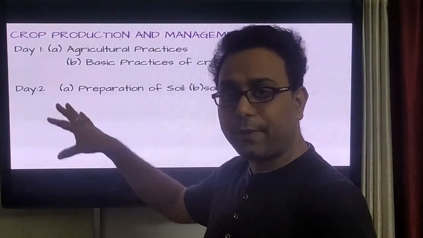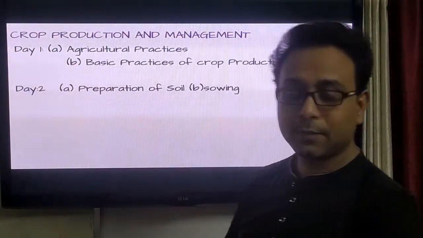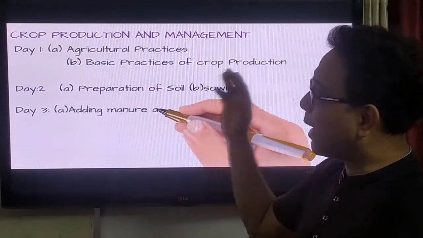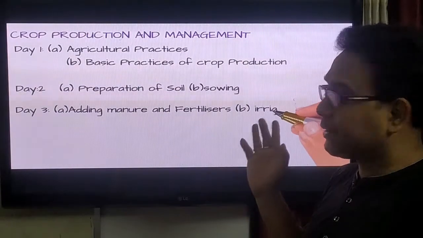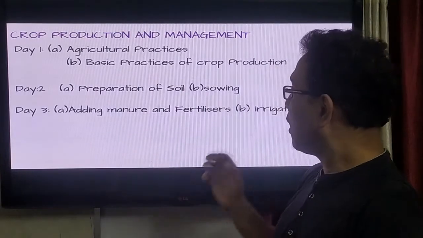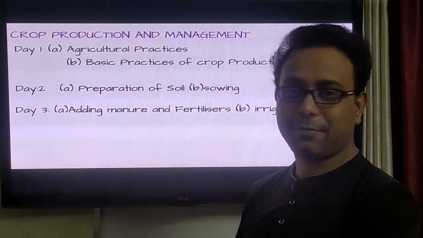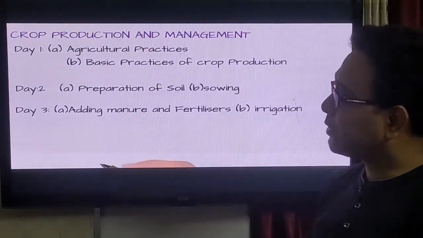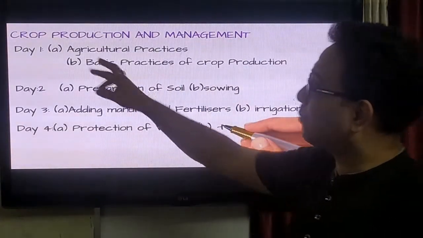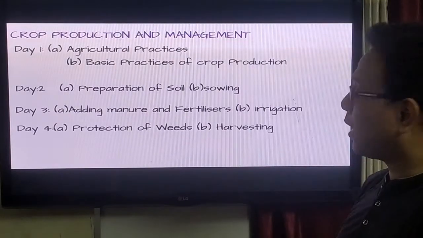But in day 2, at first we give a mock test, whose syllabus is day 1. And in day 3, we discuss adding manure and fertilizer, what is the difference between manure and fertilizer, all of this in that particular session. And also we discuss irrigation, because irrigation is the most important step in our agricultural practices. And in day 4, the last day of this syllabus of crop production and management, we discuss protection from weeds and also harvesting.